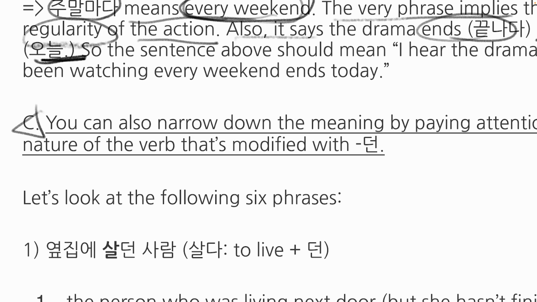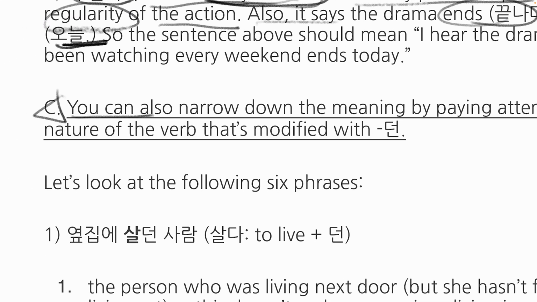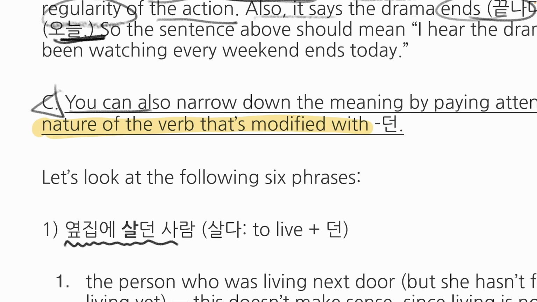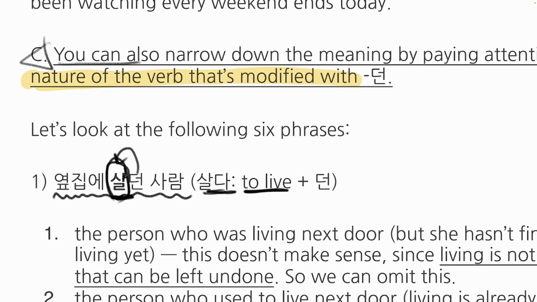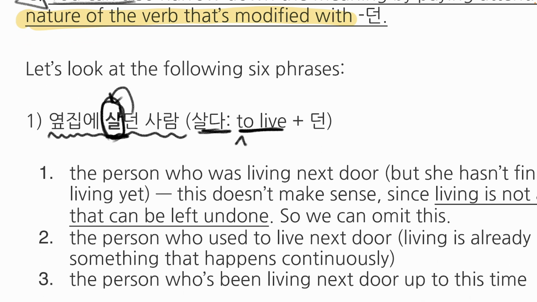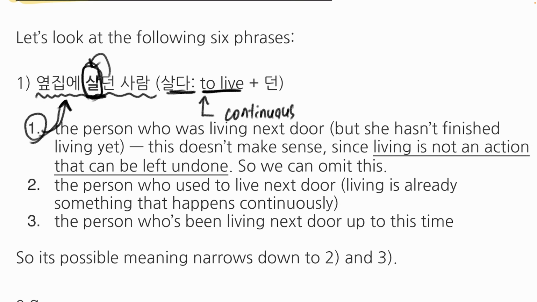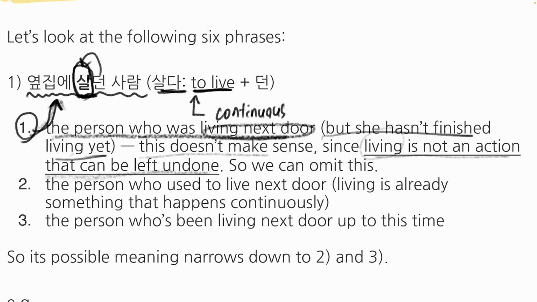And the last tip is that you can also narrow down the meaning by paying attention to the nature of the verb that's modified with 던. So let's look at the example. In this phrase, 옆집에 살던 사람, 살다 is the verb that's used with 던. So if you look at the nature of the verb 살다, which means to live, when you live, you continue living. You inevitably continue living because it's either you live or you die, right? So living inevitably has a continuous or regular nature to it. So meaning number 1 doesn't make sense, right? If it's meaning number 1, then it means the person who is living next door, but she hasn't finished living yet. This doesn't make sense, right? Because as I explained, living is not an action that can be left undone, right? So you either live or you die. So we can omit this.